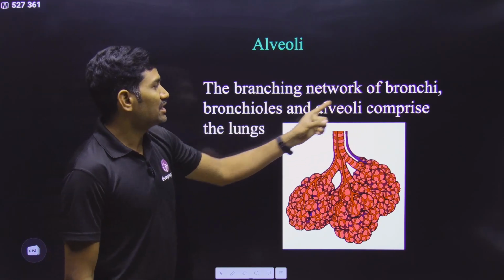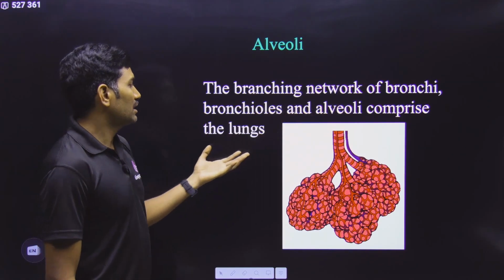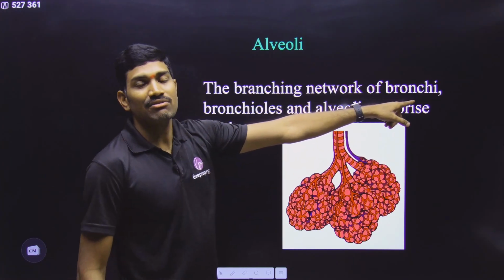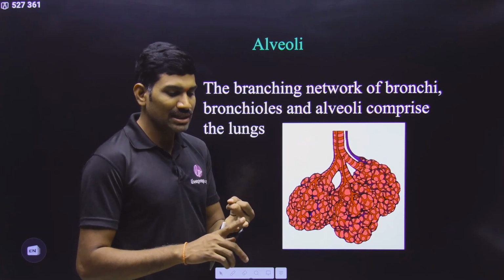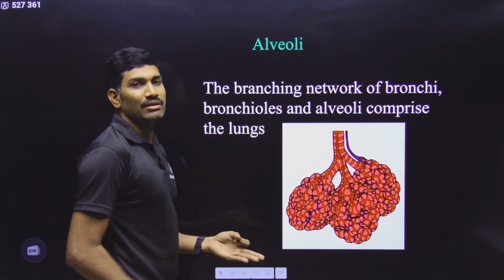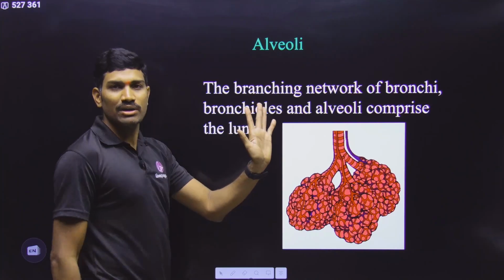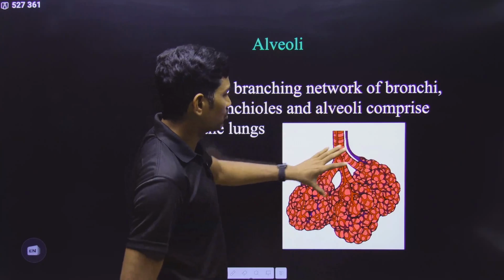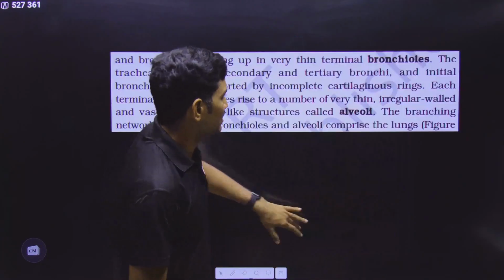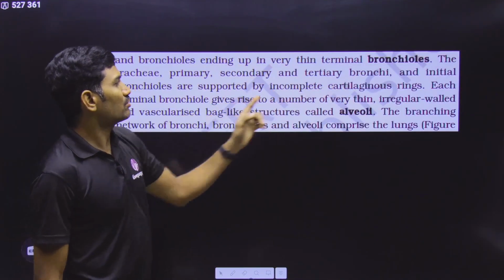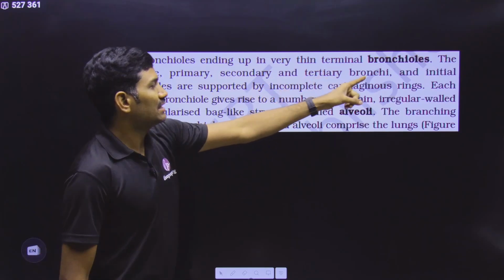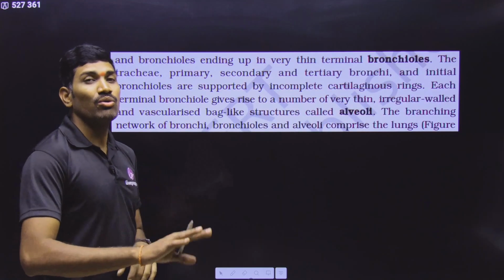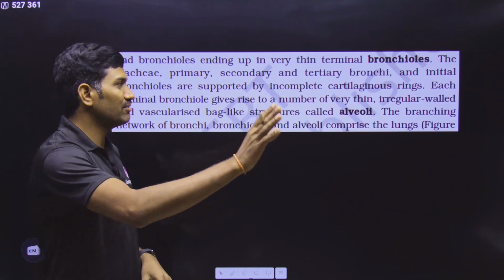That's it. The branching network of bronchi, bronchioles and alveoli comprises the lungs. So what will come under the lungs? The branching network of bronchi, that means primary, secondary and tertiary bronchi, and bronchioles, meaning initial bronchioles and terminal bronchioles, and finally alveolar ducts and alveoli. All of this is called the lungs. In this way, two lungs are present. The trachea, primary, secondary and tertiary bronchi and initial bronchioles are supported by incomplete cartilaginous rings. How exactly they are present and where, we will see in the next lecture.